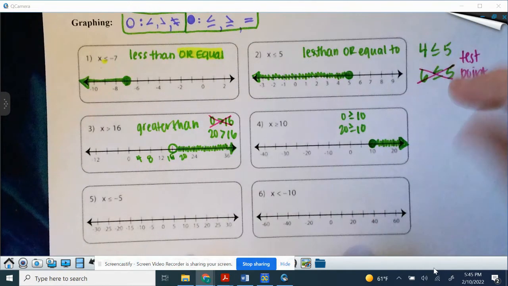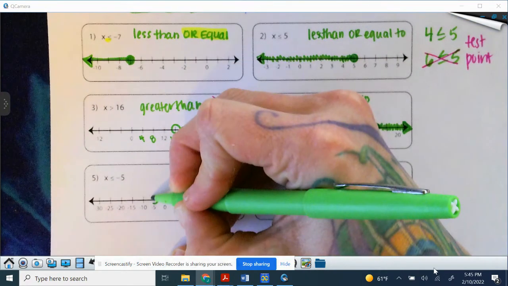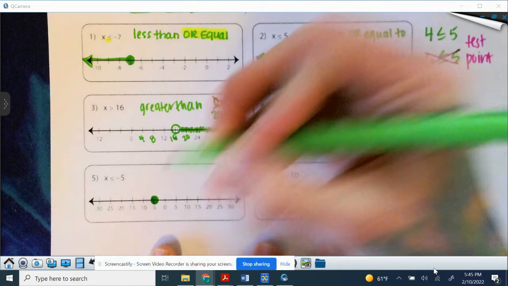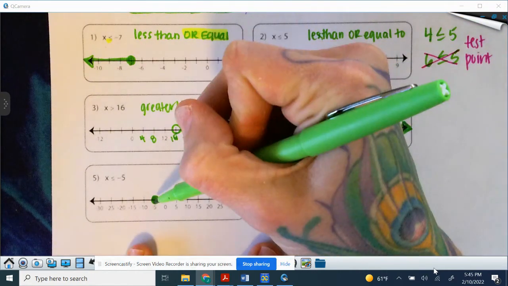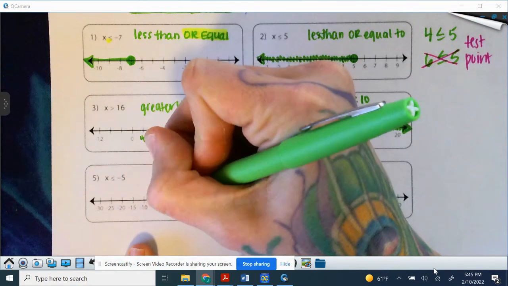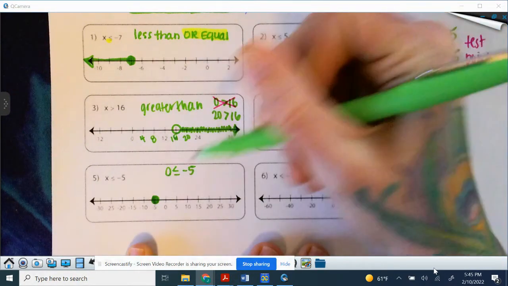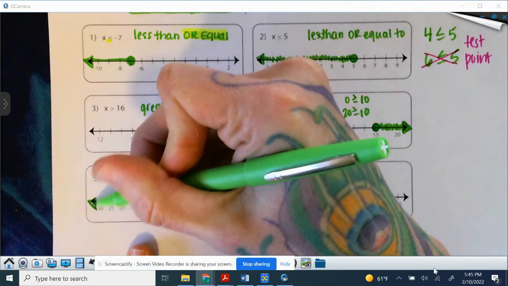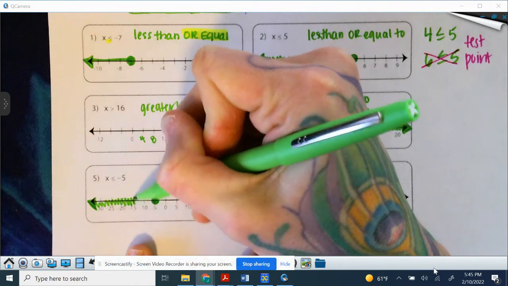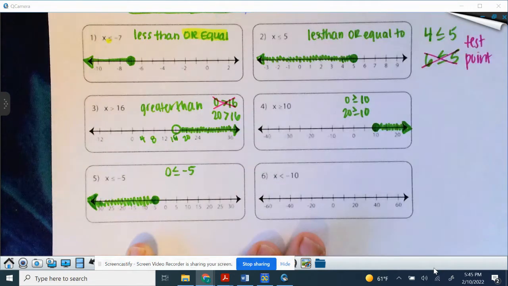Number 5, x is less than or equal to -5, so we're going to go to -5. It does say equal to, so solid circle. If there's an "equal to" when you read it to yourself, or if you see the line underneath, always a solid circle. And so if I wanted to use a test point, because x is less than, so to the left, if we tried 0, does 0 make this true? Is 0 less than or equal to -5? No, so you're going to shade in the opposite direction. So you can test 2 points, or you could just pick your 0 and shade to or away from 0, depending on the true statement.